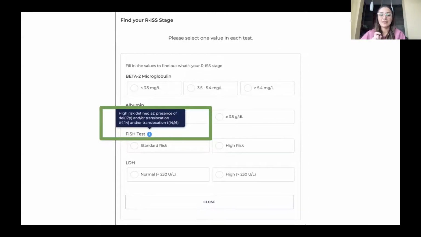You would just click on the little I for the additional information about the FISH test. And we can see here that high risk is defined as either having a deletion 17p and/or a translocation. It is important to notice that there are multiple types of translocations, so make sure you got the numbers right. The ones considered high risk are either T(4;14) or T(14;16). If you don't have these, you can just click on standard risk for the FISH test.